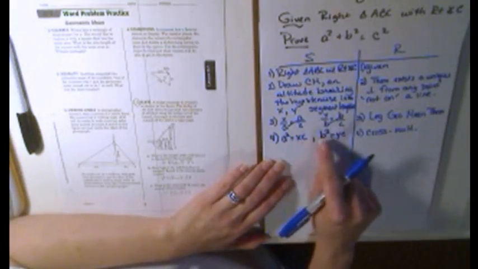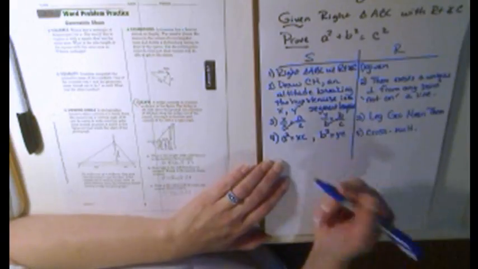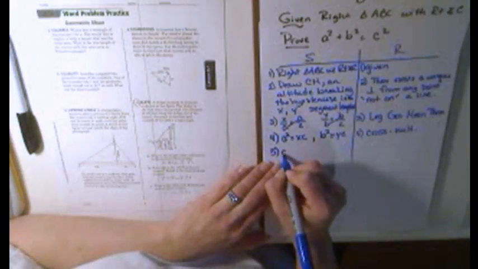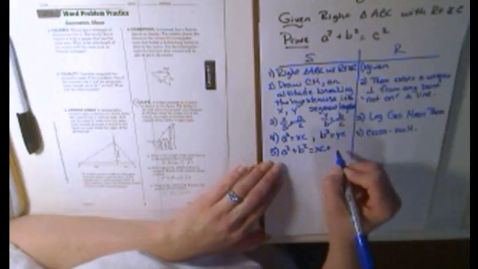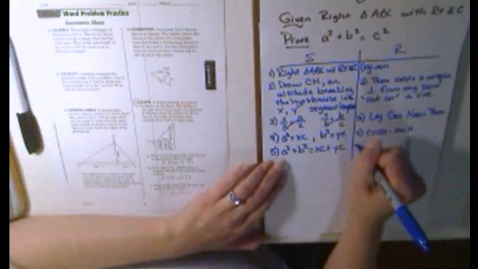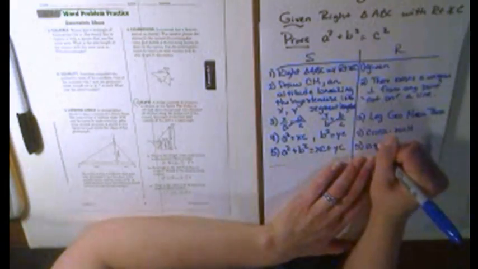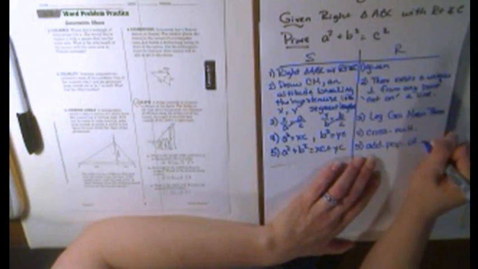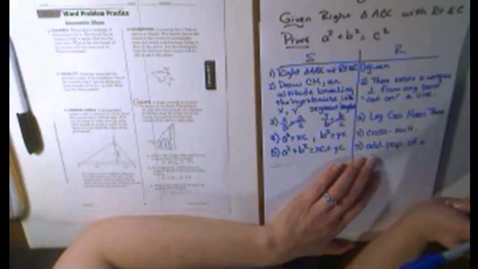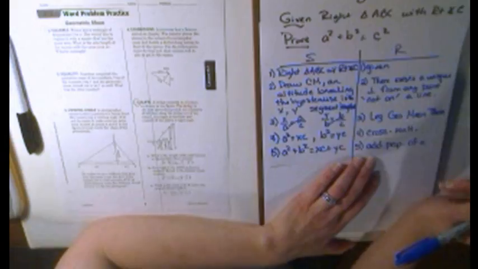So since those are equal, I can add them to both sides of this equation and get A squared plus B squared equals XC plus YC. Addition, property of equality. You can use it to add the same thing to both sides of an equation or equal things to both sides of an equation, something that often gets skipped.